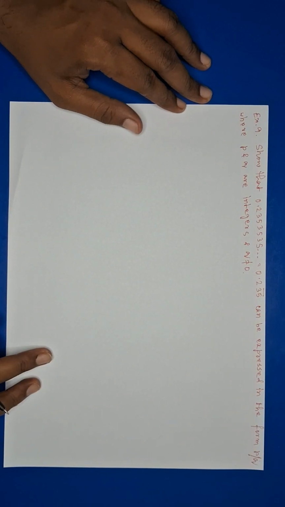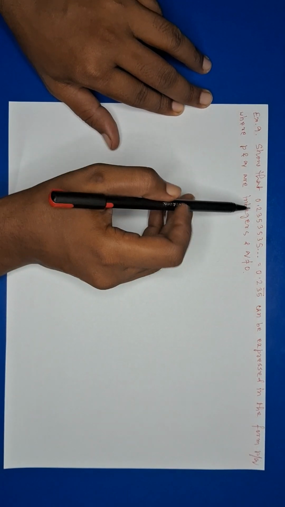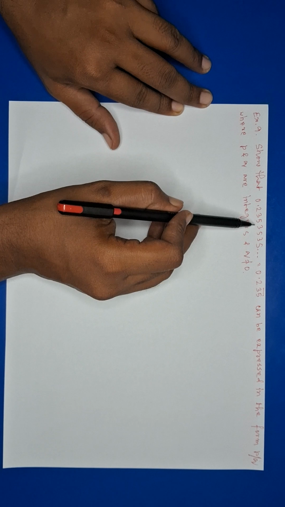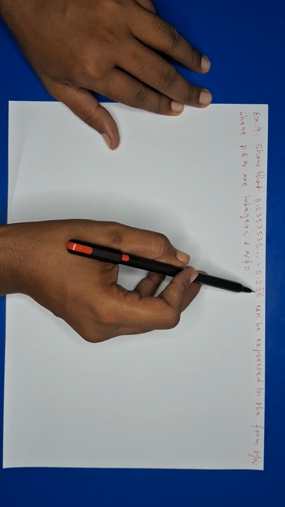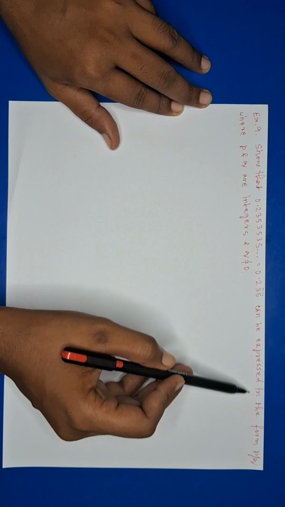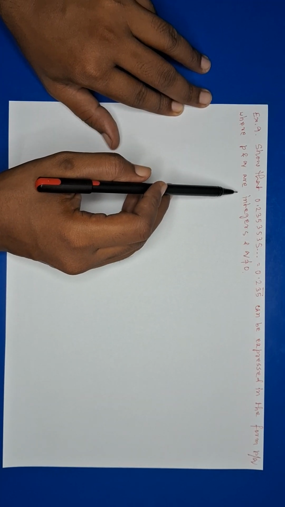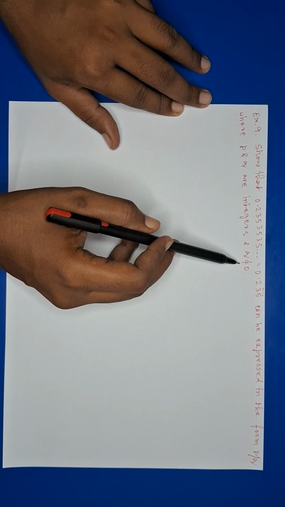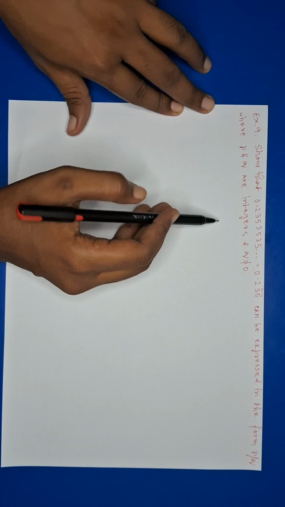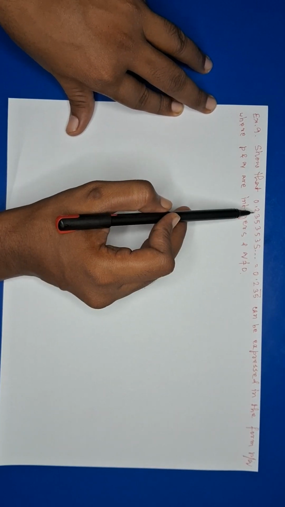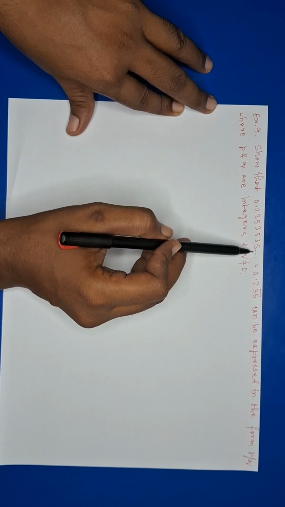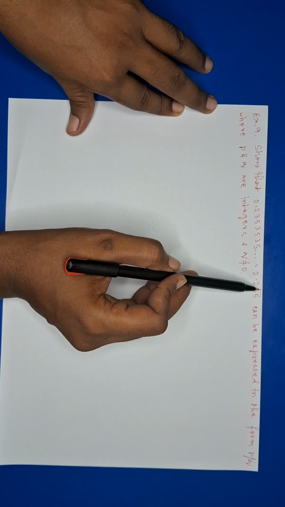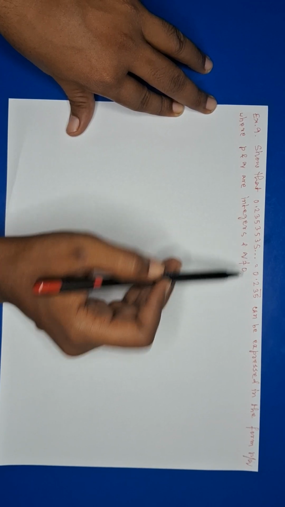Now let us go through Example 9 of the NCERT book. Show that 0.235335 dot dot dot, that is 0.2 35 bar, can be expressed in the form p by q, where p and q are integers and q is not equal to 0. Here the 35 is repeating or recurring, so the bar will be above 3 and 5 only.